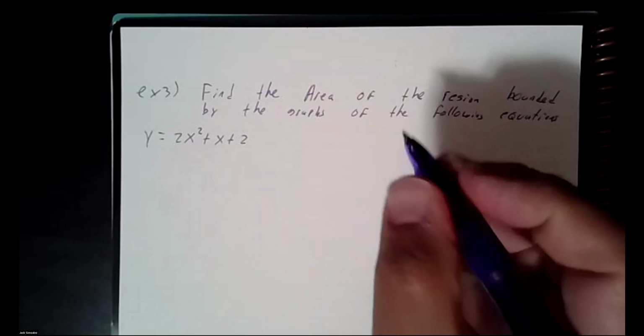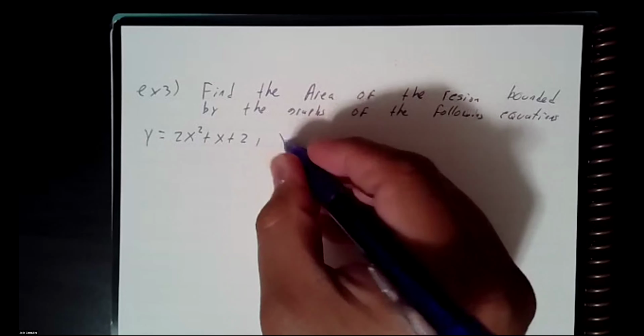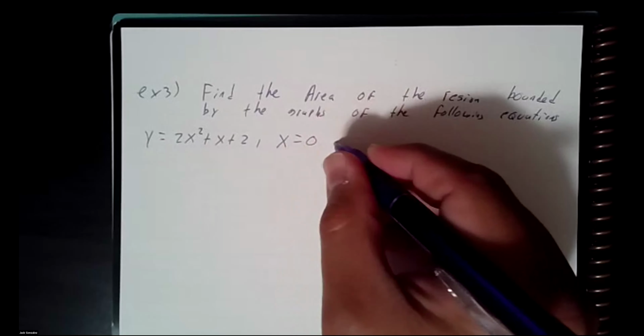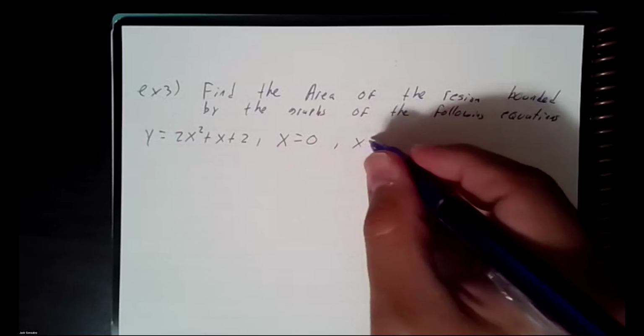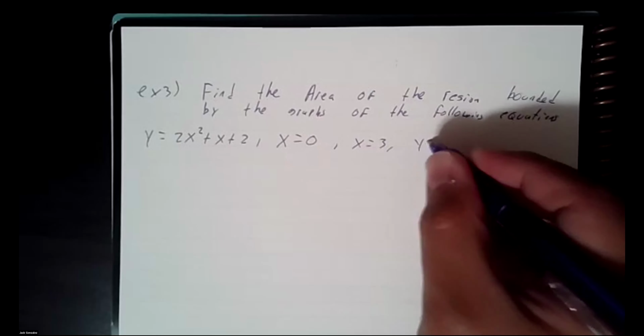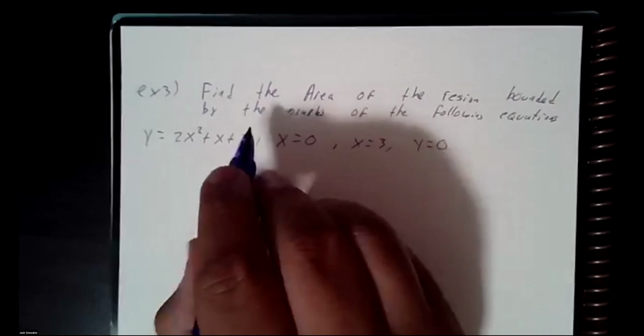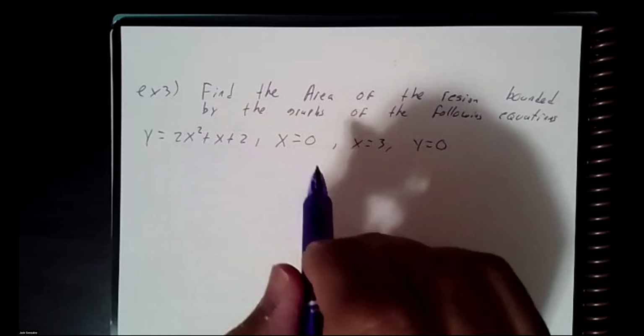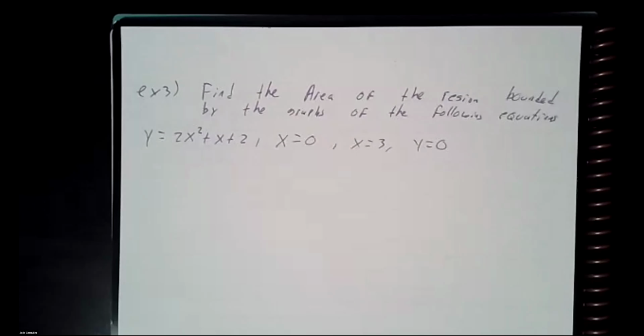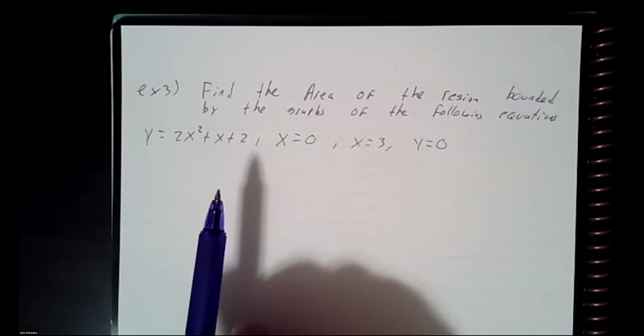Okay, so this is the first equation, and it's the second, third, and fourth. So all of these lines and this parabola are going to enclose a little section and create a shape. The shape is non-geometrical, so you have to use integrals to find the area.